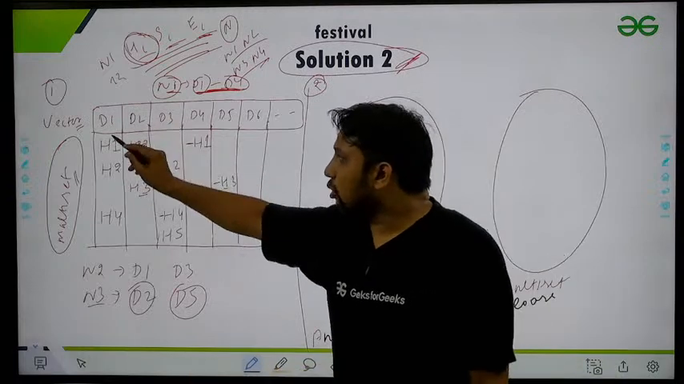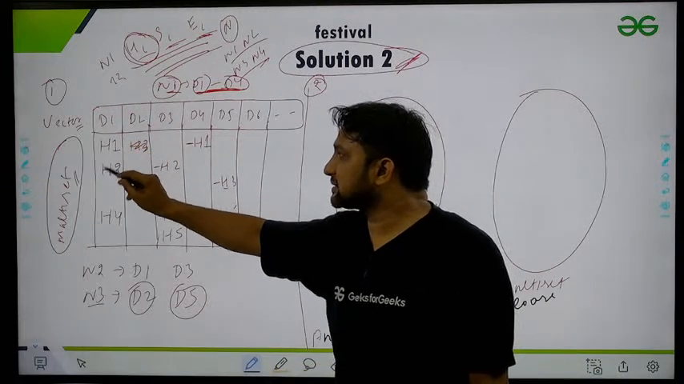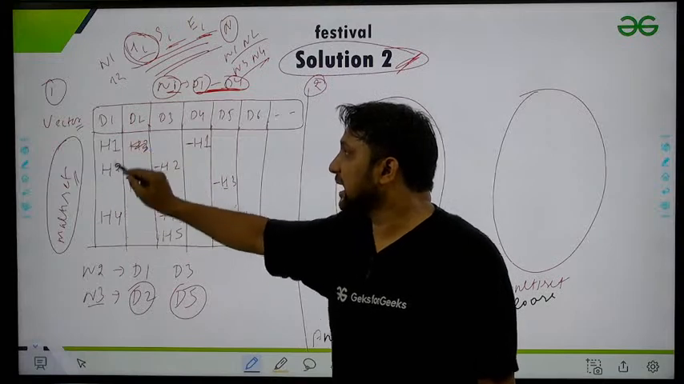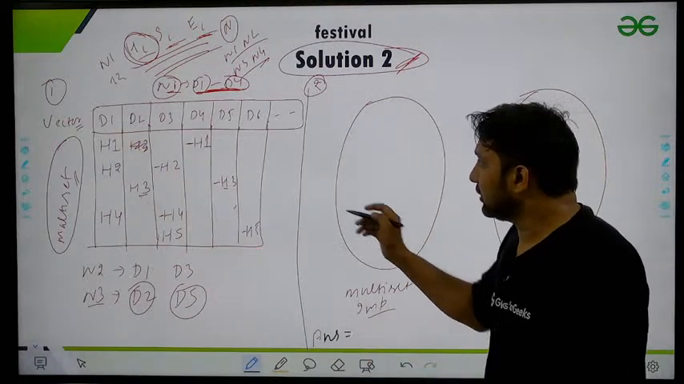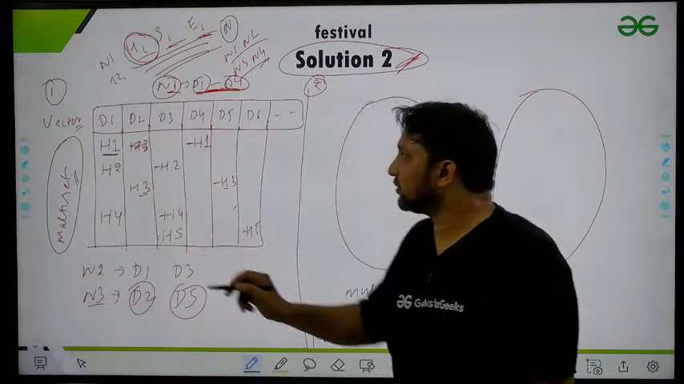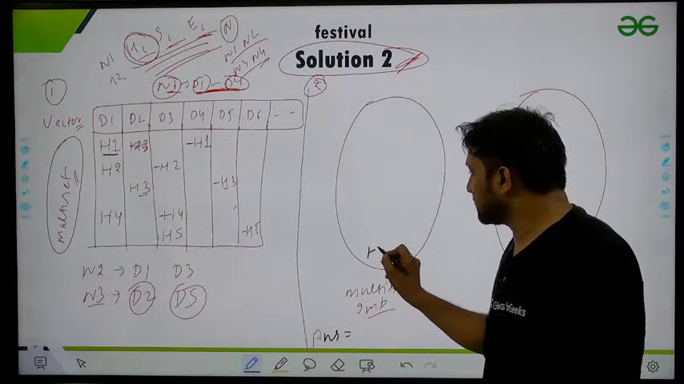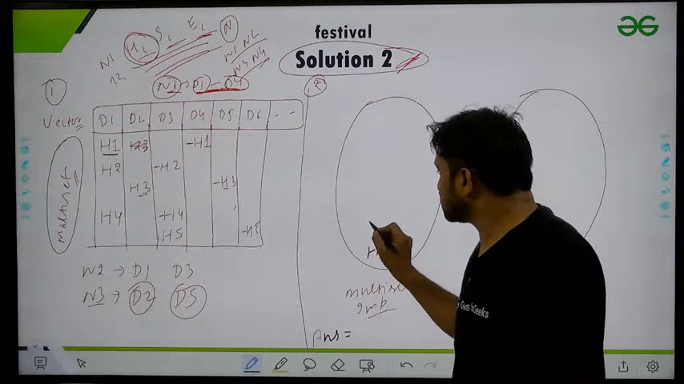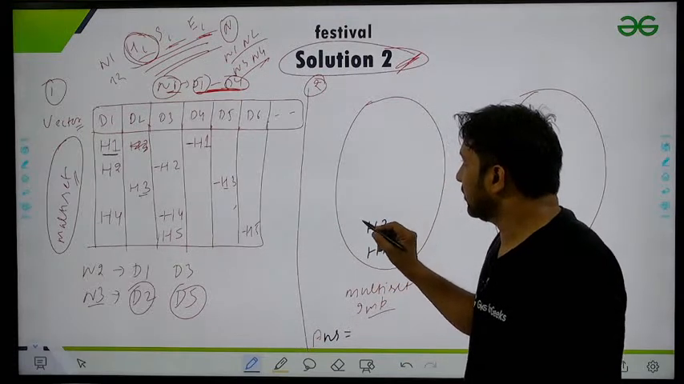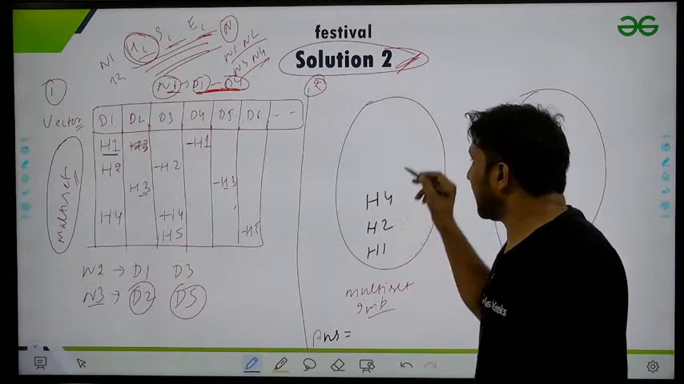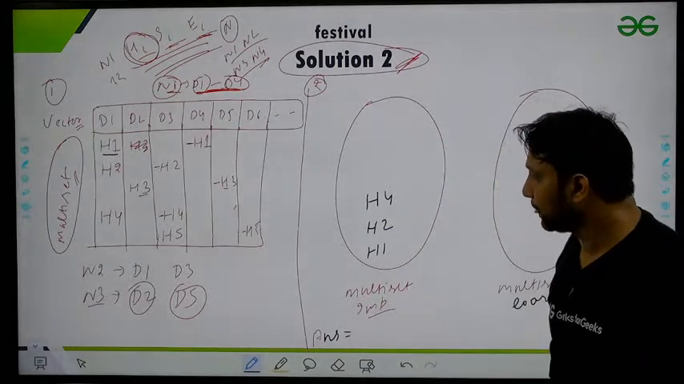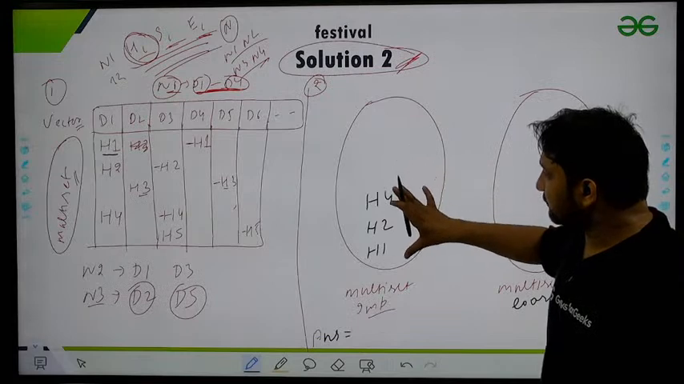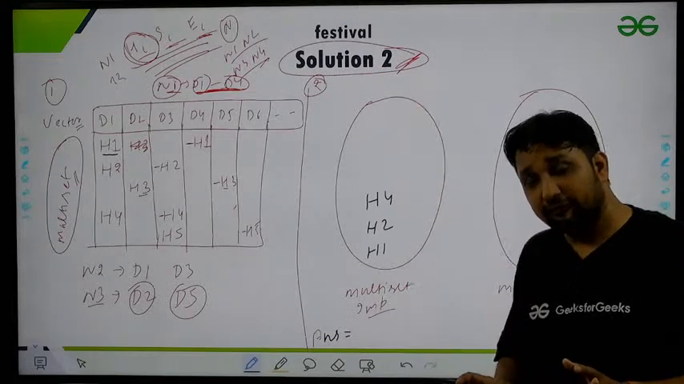I will put the various rides which start on day 1 in this set. I will write which ride is starting. H1 is starting, so I will write H1 here. H2 is starting here. Okay, H4 is starting here. I will insert these rides into these multisets. So after inserting, I'm winding up now.